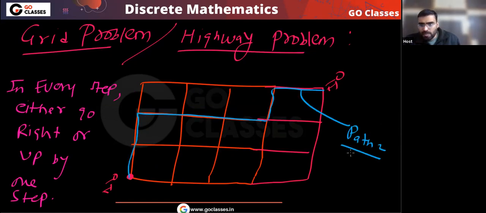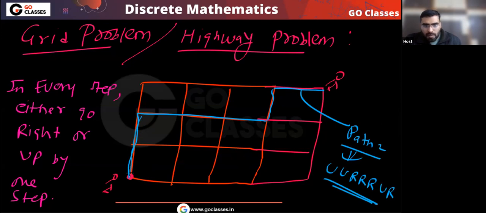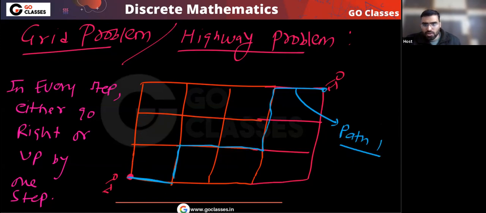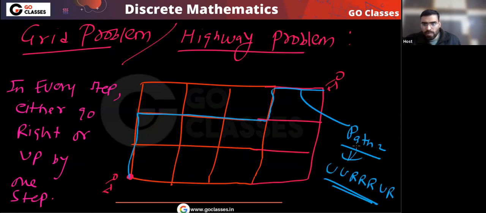For example, if you take this path 2, I can say that you have taken right, up, right, up, right. So this is your path 2, which means up, right, up, right. And what is path 1? Path 1 is right, up, right, up, right. Yes or no? So path 1 is this one, and this is your path 2.